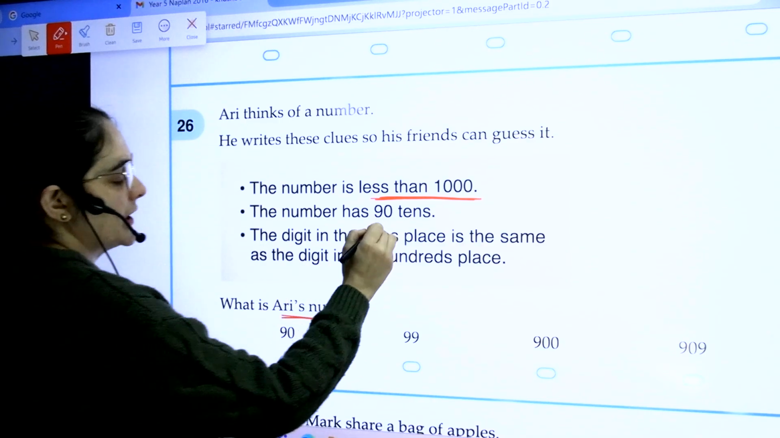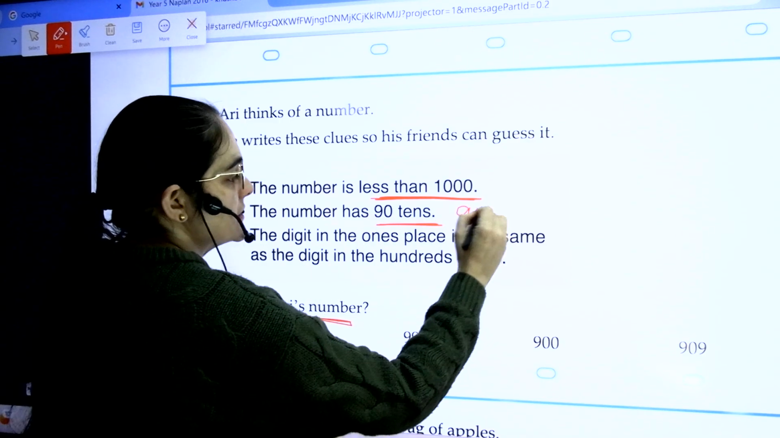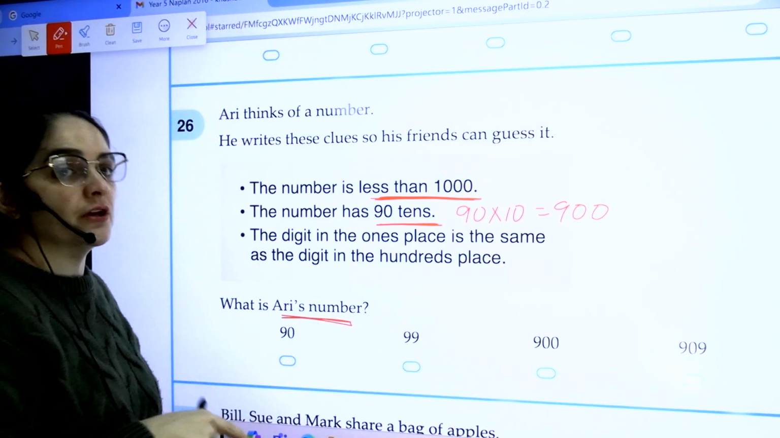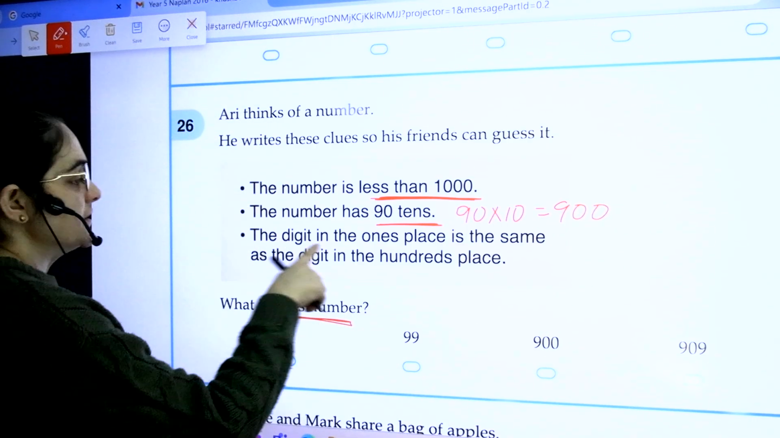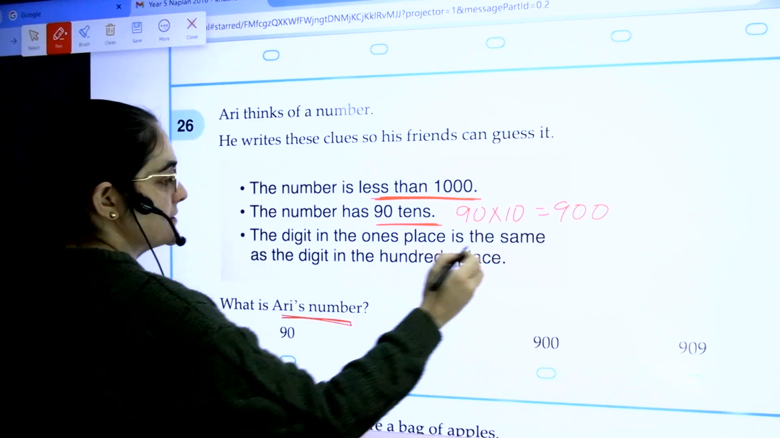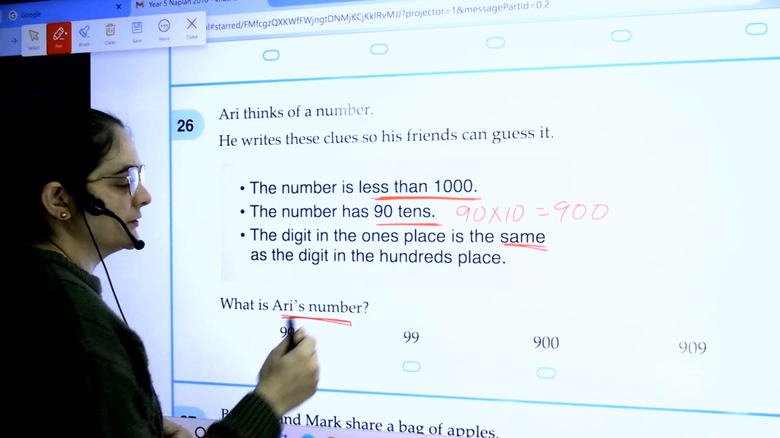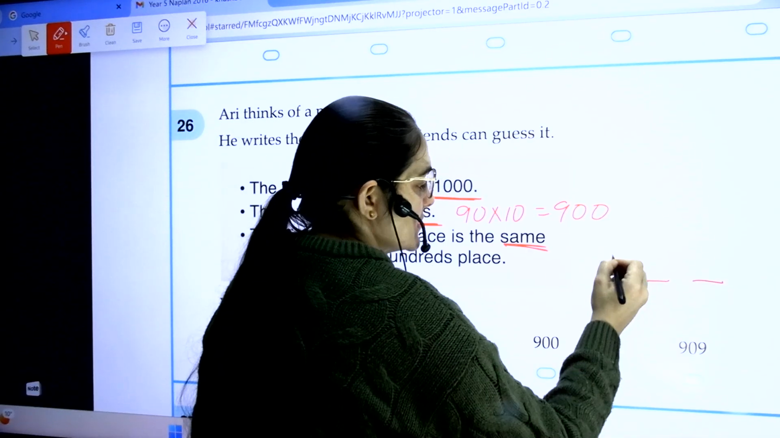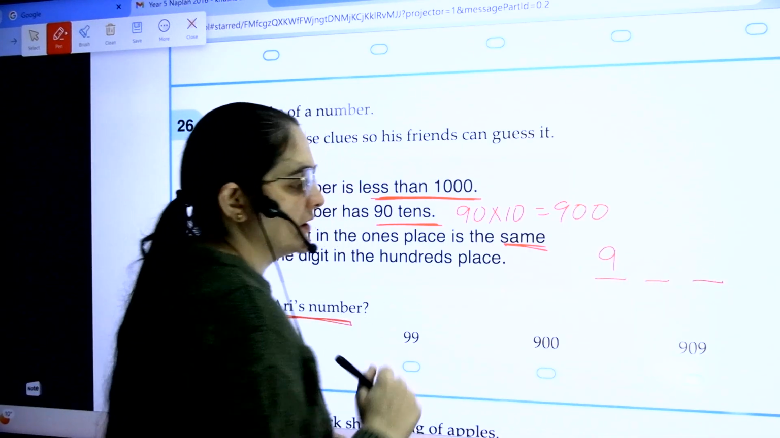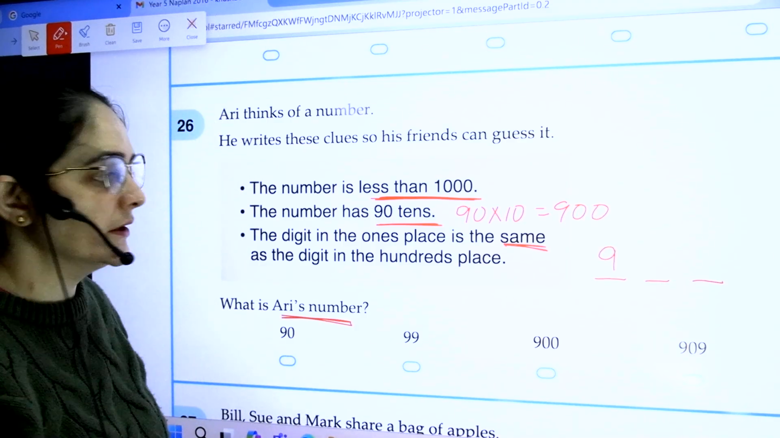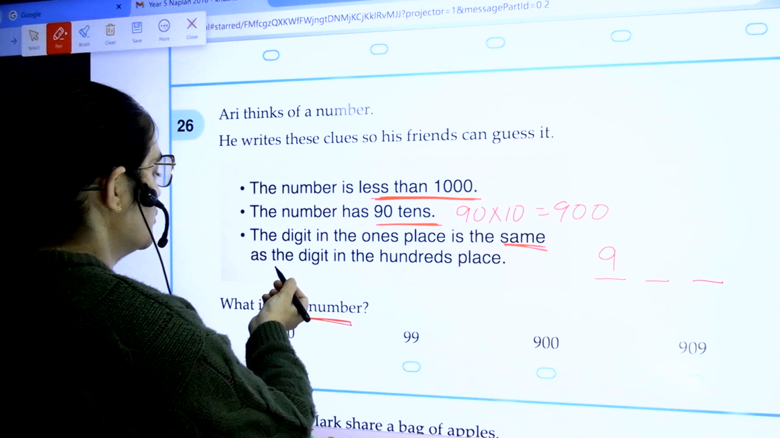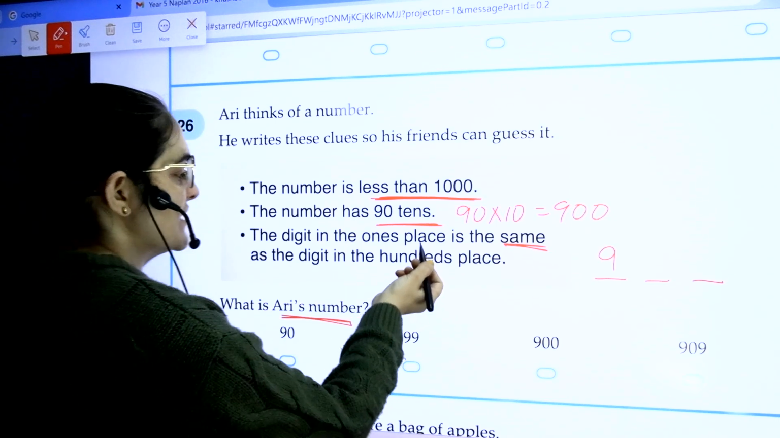The number has 90 tens. 90 tens means 90 times tens, which is 900. So the number should have 900 in it. The digit in the ones place is the same as the digit in the hundreds place. So it has 900, and there should be something in the tens and ones place. They said it is the same digit in the hundreds as well as the ones place.